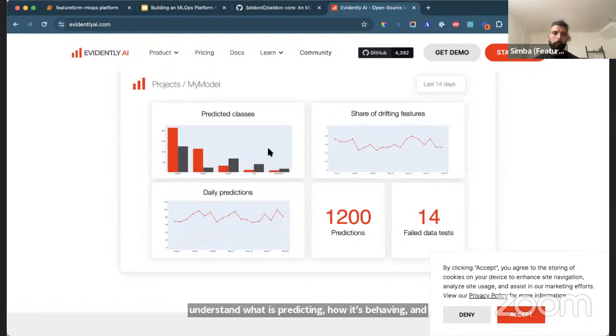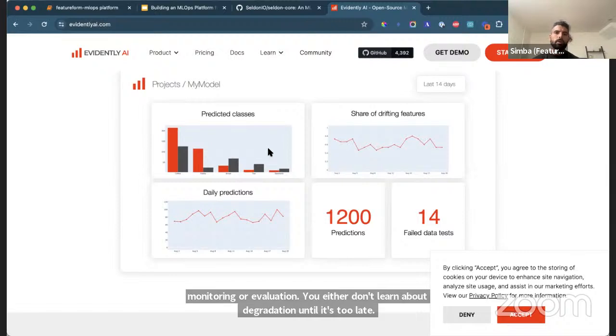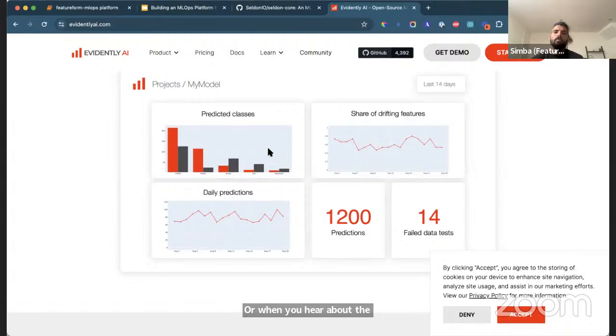and this will allow you to be able to catch problems. If you don't deploy with monitoring or evaluation, you either don't learn about degradations until it's too late, or when you hear about the models not behaving well, you just don't know why. Like it's really hard to figure out why.